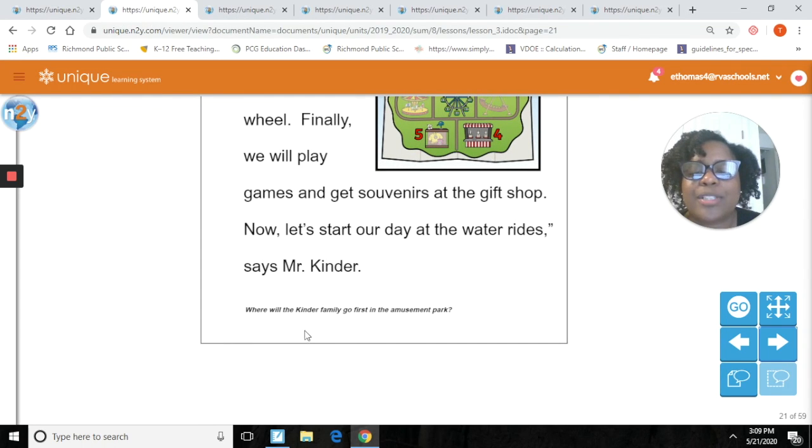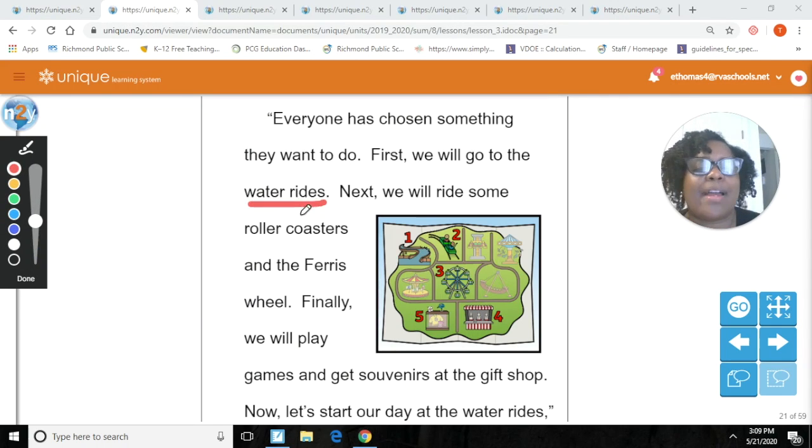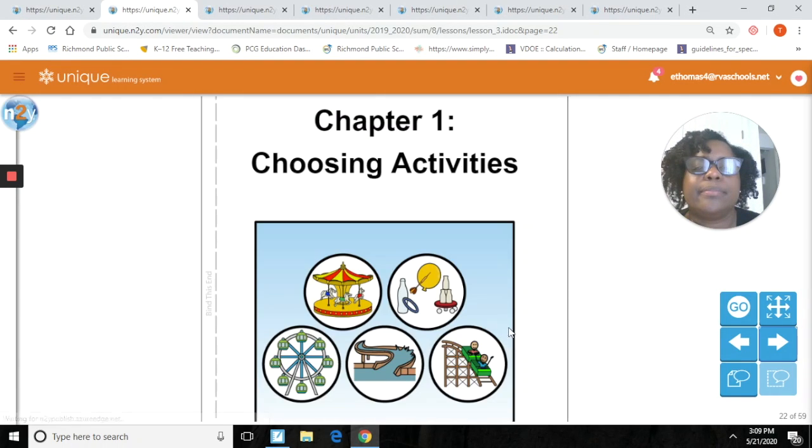And our focus question says here, where will the Kinder family go first in the amusement park? Where are they going first? Think about it. They're going to the water rides, okay? So they're going to have a busy day, are they not? All right. So now we're going to get ready to answer some questions about our story today, okay?